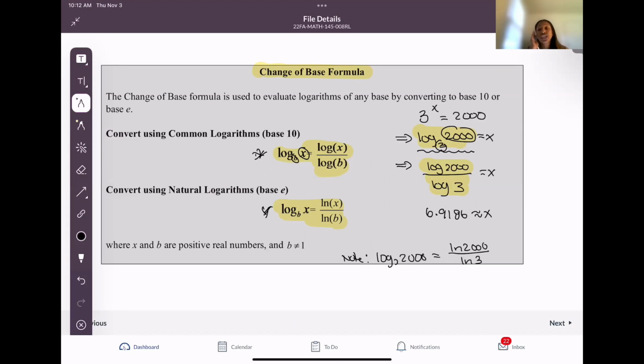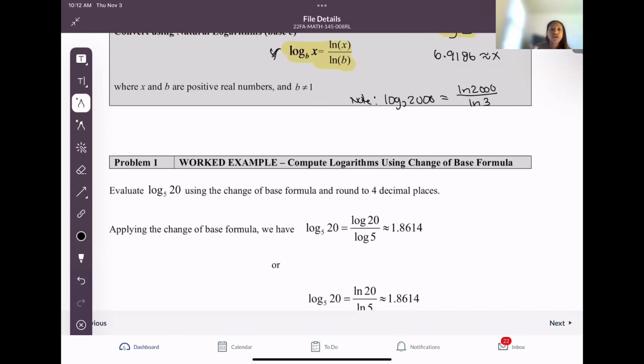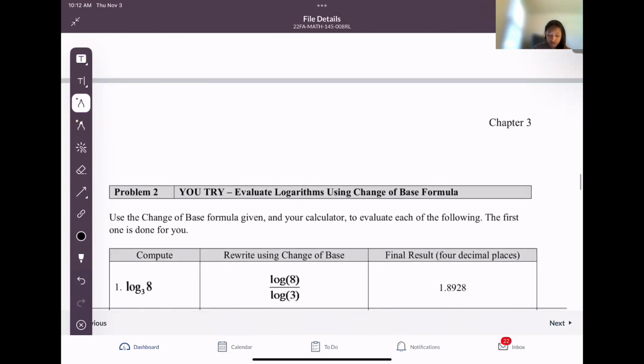So when we're using the change of base formula, it doesn't matter if we use the natural log or the common log. The one thing that we do have to do, though, is use the same log in the numerator and denominator. So we either have ln over ln or log over log. But you can choose either log or ln to rewrite your expression. All right, so for the next few problems, we're going to practice rewriting expressions using the change of base formula, and then we'll do some problems using the power property of logarithms.